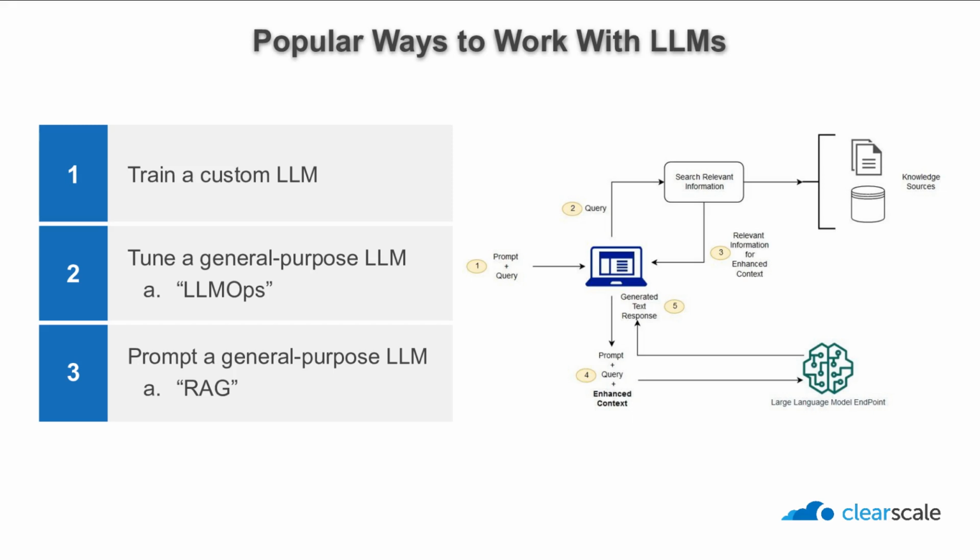The second method is to tune a general purpose LLM. This is known as LLM ops, LLM operations. This involves taking a pre-trained model and doing things like fine-tuning it, parameterizing it on a specific data set to make it more suitable for a particular application. This strikes a balance between customization and resource utilization.